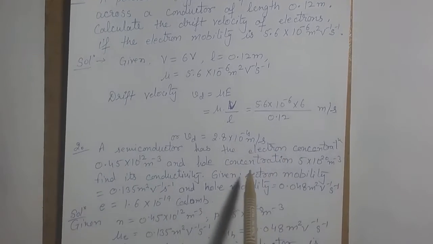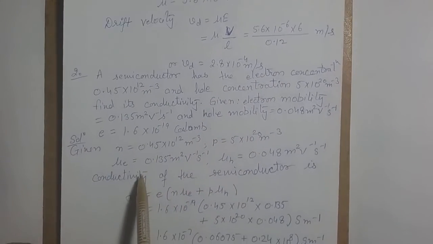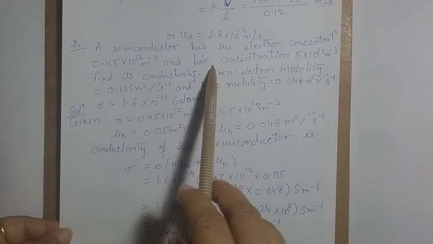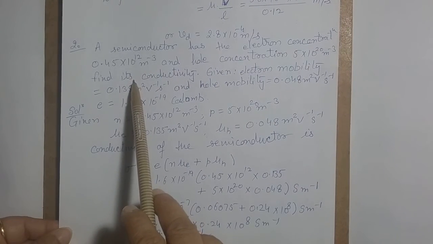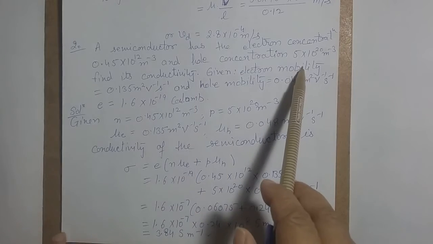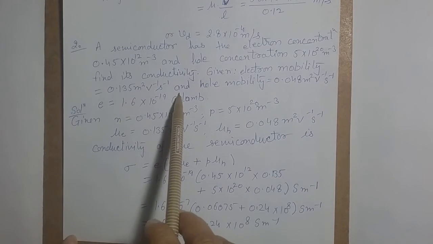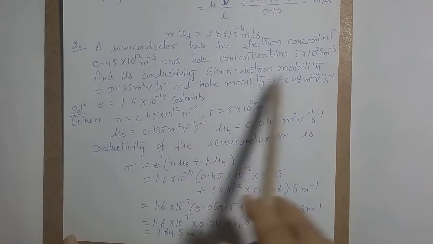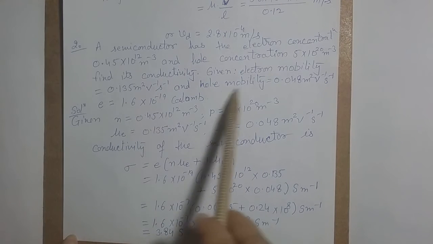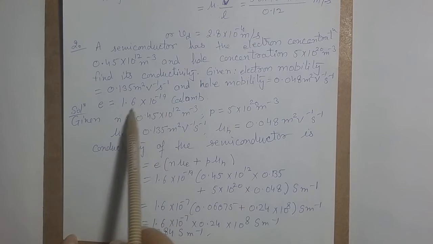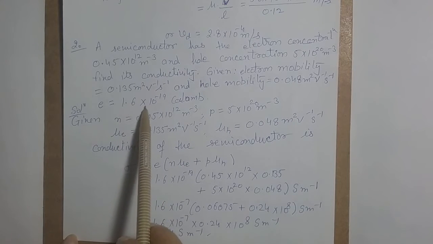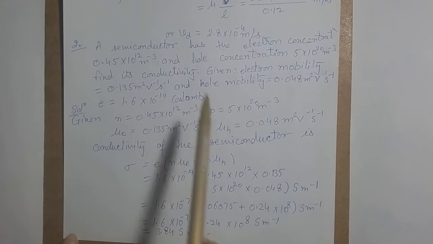In the second numerical, we have a semiconductor whose electron concentration n is given, and hole concentration is given. Find the conductivity. The electron mobility is this and the hole mobility is this, and the charge on an electron is 1.6 into 10 raised to power minus 19 coulomb.